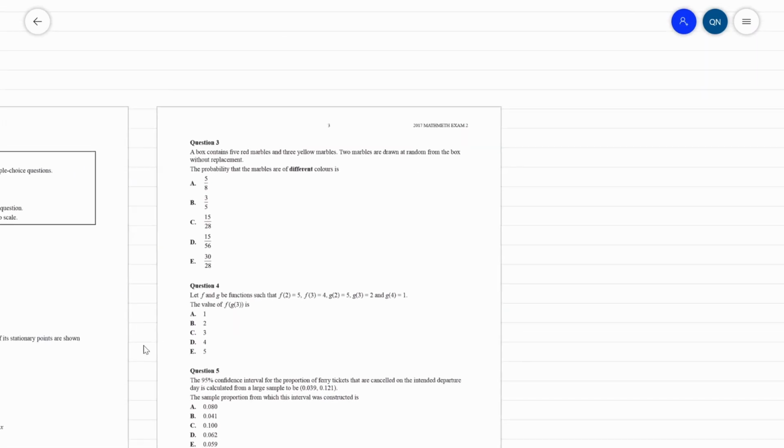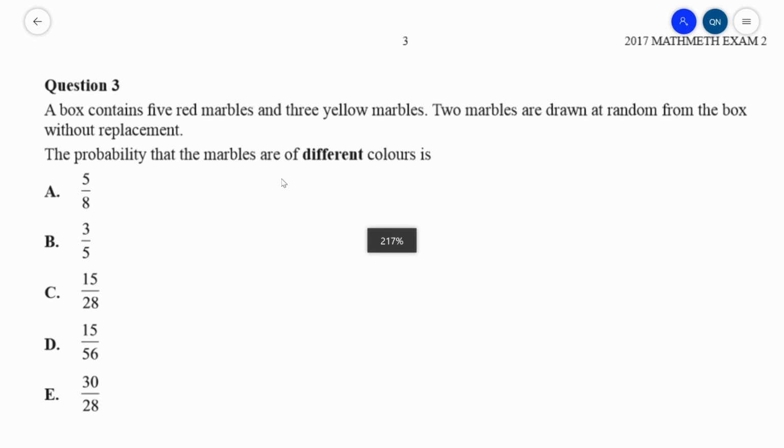Question 3. A box contains 5 red marbles, so 5 red, and 3 yellow marbles, 3 yellows. There's going to be 8 marbles in total. 2 marbles are drawn at random from the box without replacement. So without replacement means each time you draw a marble, the probability of choosing the next marble is going to change. So that just screams for a tree diagram.